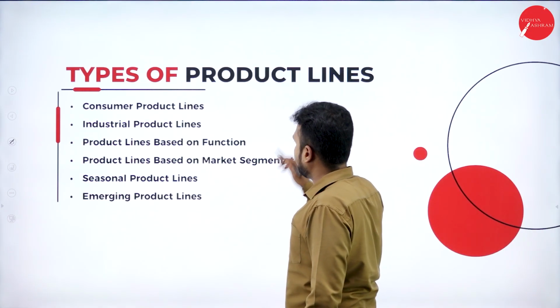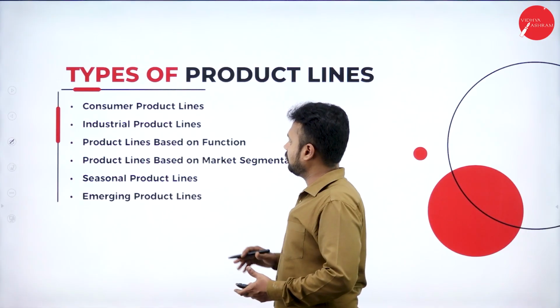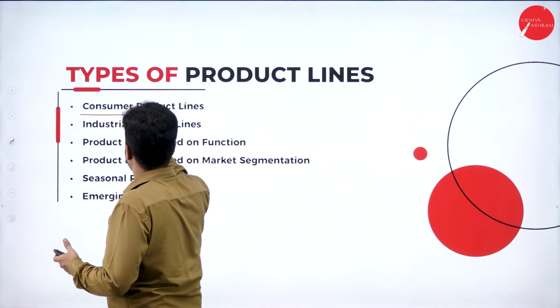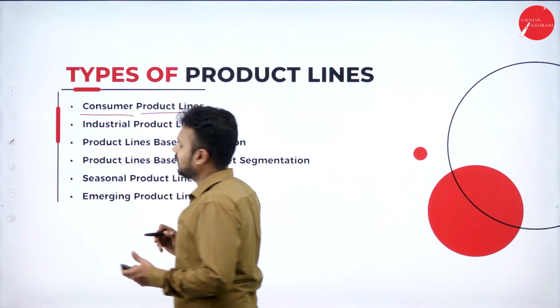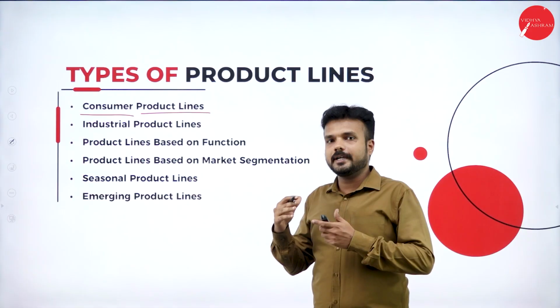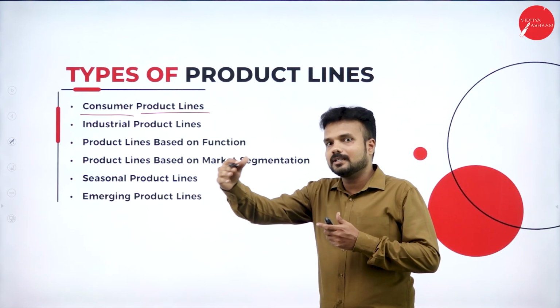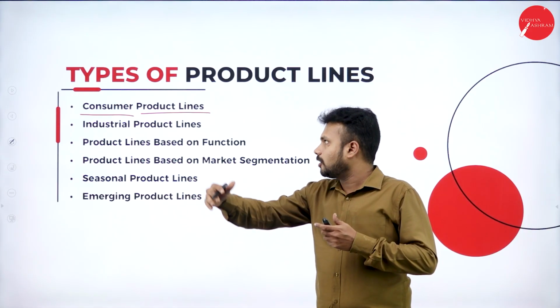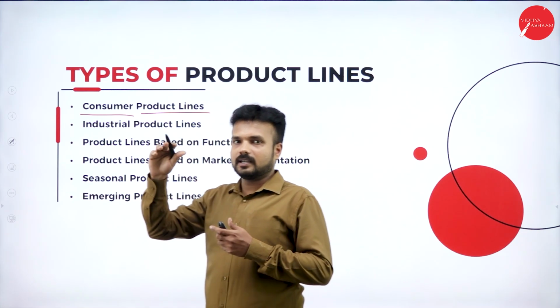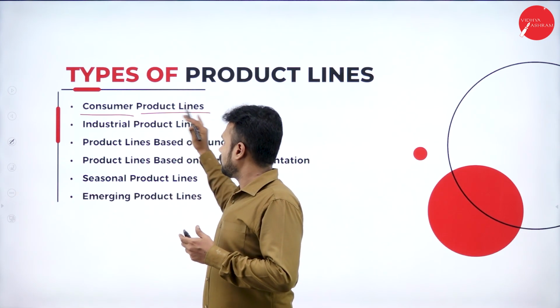Types of product lines. There are various kinds of product lines available. Number one is the consumer product line. A consumer product line is a product line where we sell goods directly to the end user of the commodity; that we call a consumer product line, because they are the end users of the product or commodity.